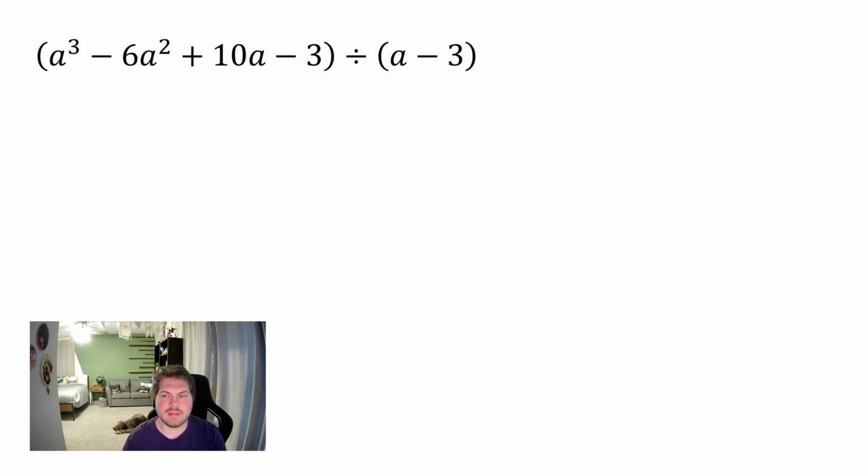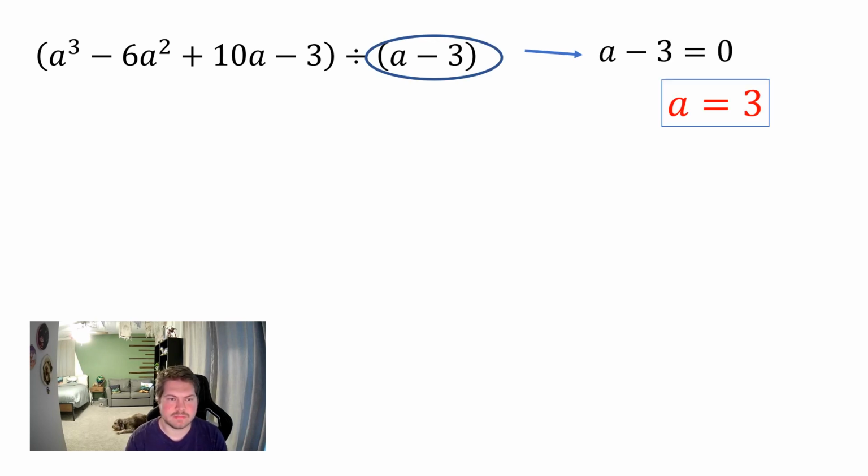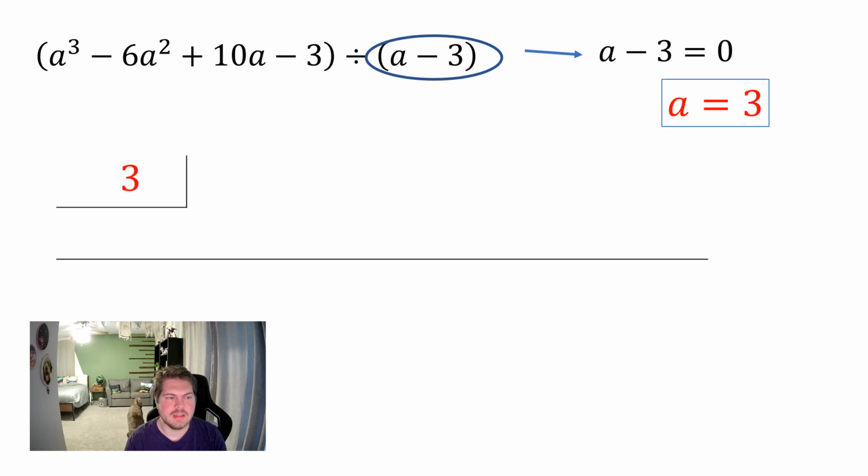All right, so again, we are dividing by a minus 3, so we just need to think, what makes that 0? And it's going to be 3. And then we're going to bring all of our coefficients down. We'll first put 3 in the box, sorry. And then we're going to bring them down. So we start with 1, and then negative 6, 10, negative 3. And then you're always going to bring the first one down. Then you're going to multiply, so 3 times 1. Then add, negative 6 plus 3 gives us negative 3.